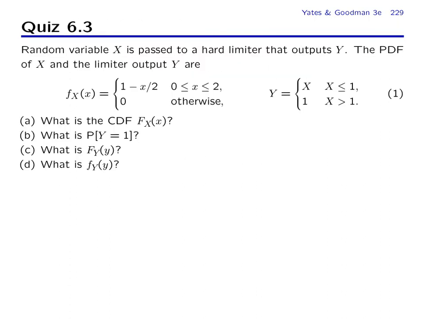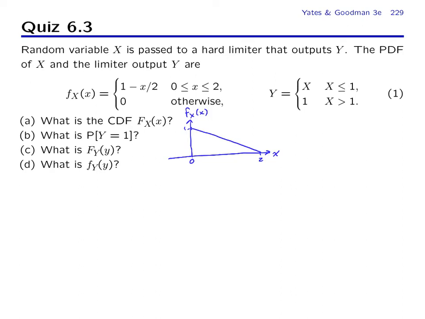So this quiz tests all of the basic ideas using a pretty simple ramp PDF and a one-sided limiter. If you can handle this quiz, then you're probably pretty good at these problems. It helps to start by plotting the PDF of X. It starts at 1, down to 0 here at 2. And of course, the area under the curve is exactly 1 as usual.